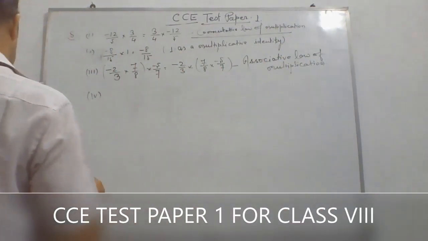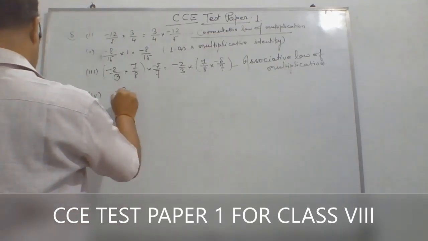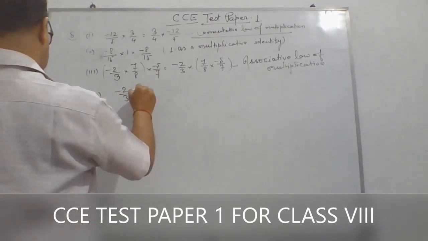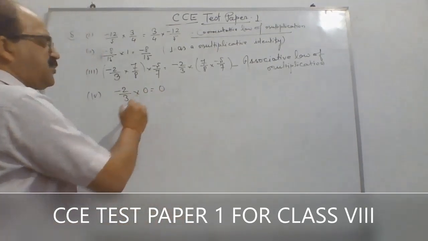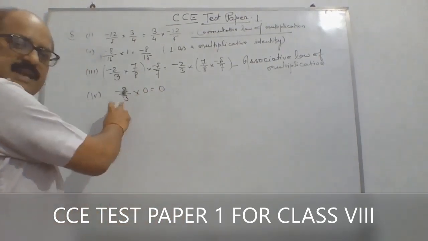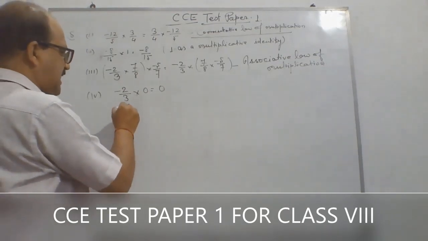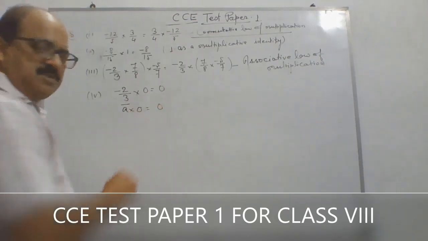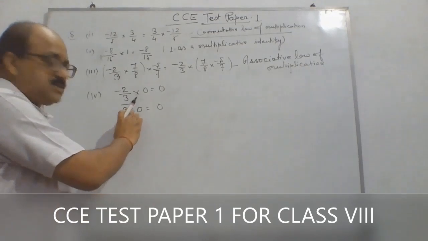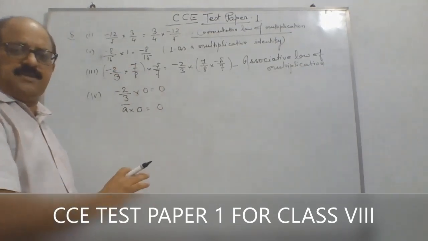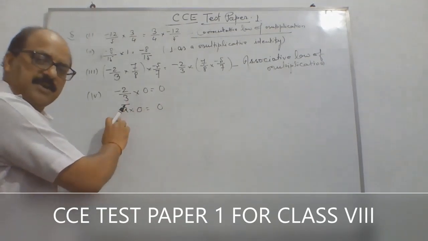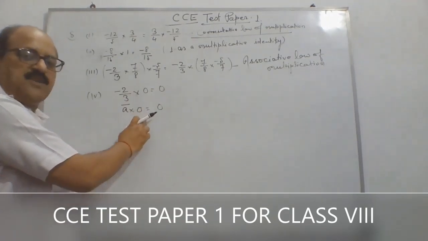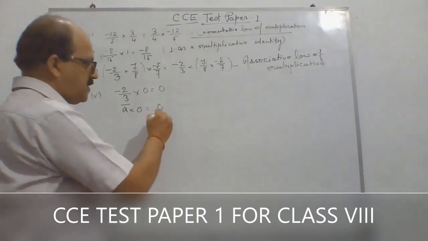Fourth, minus 2 by 3 into 0 is equal to 0. Here a into 0, suppose a into 0 is equal to 0. So when 0 is multiplied with any rational number, the product will be 0.